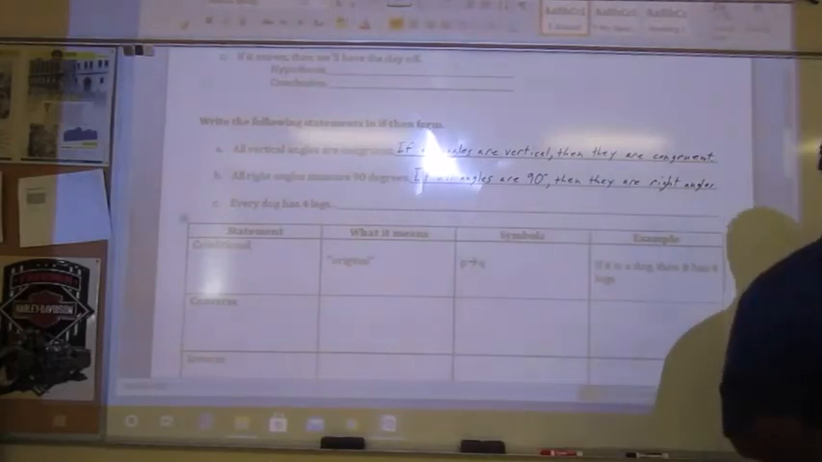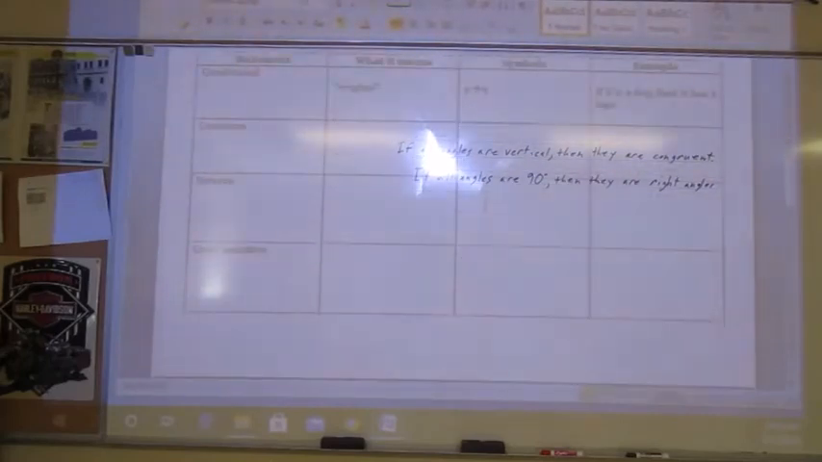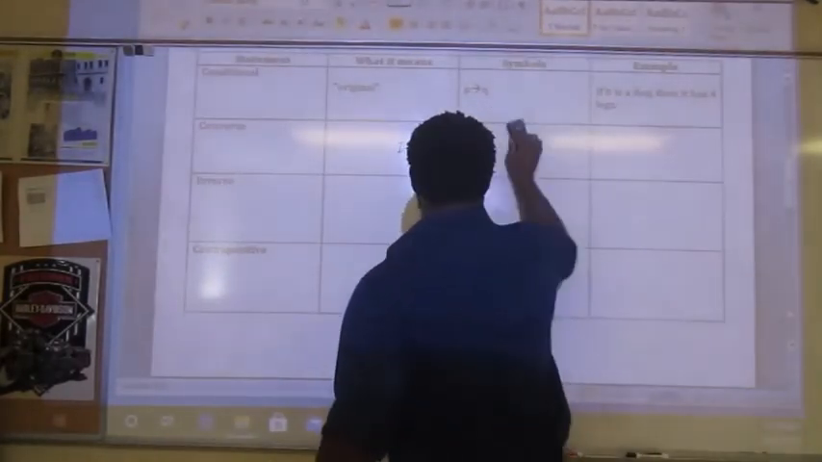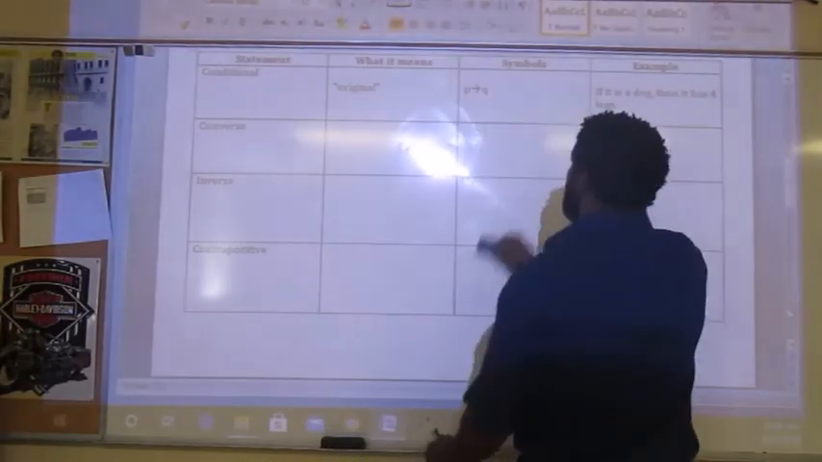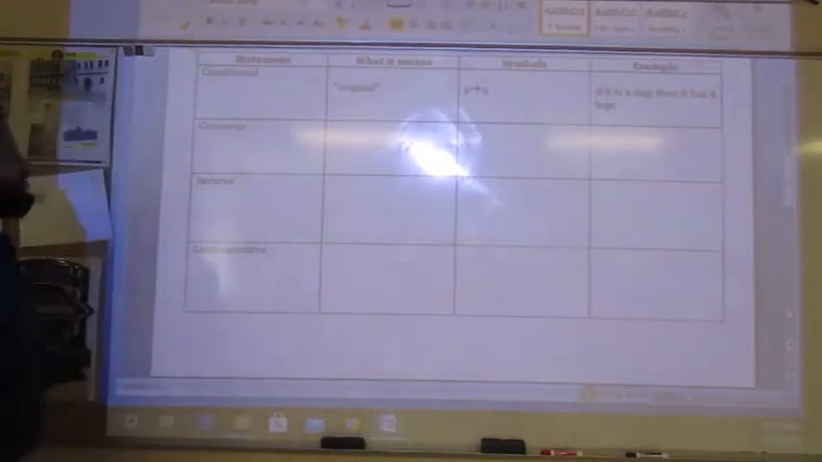But we're gonna get into certain things like the converse, the inverse, and the contrapositive. We are going into true and false statements now. Understand the converse, the inverse, the contrapositive, okay?